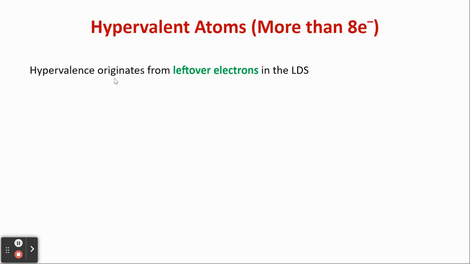So hypervalence originates from leftover electrons. If we have IF5, we're going to have 5 fluorines that are bonded to each iodine. How does that happen? That's only going to happen if iodine has the ability to accept 2 more valence electrons and become hypervalent. If I were to look at xenon tetrafluoride, xenon actually already has 8 valence electrons. So in order for it to bond with other atoms, it's going to have to expand its octet.